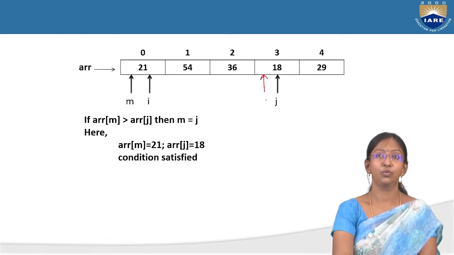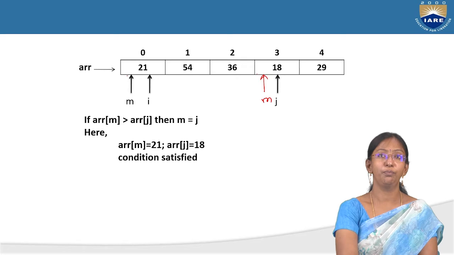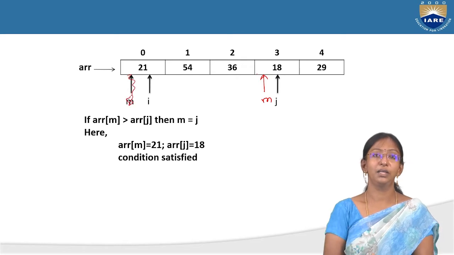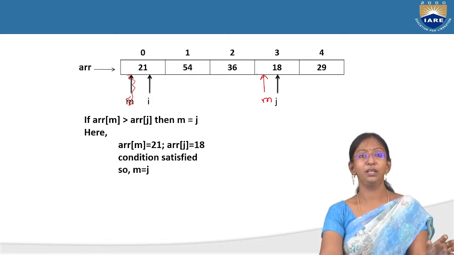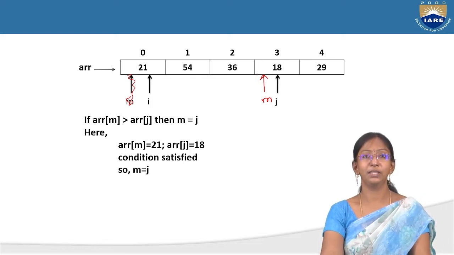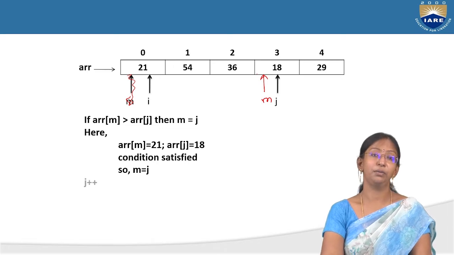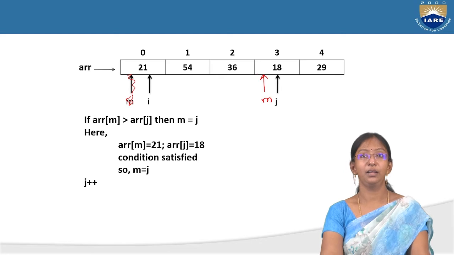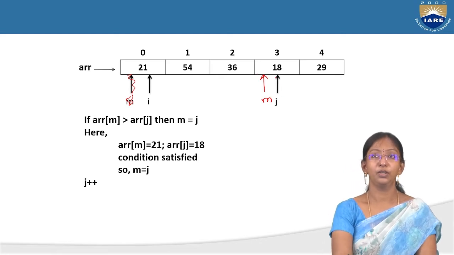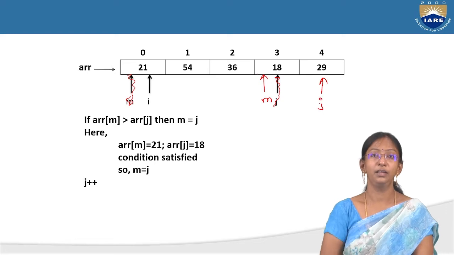So now m will be pointing to the same index value which j points to, and as usual, j gets incremented with each step. Now j will be pointing to 29. This will be the next scenario.